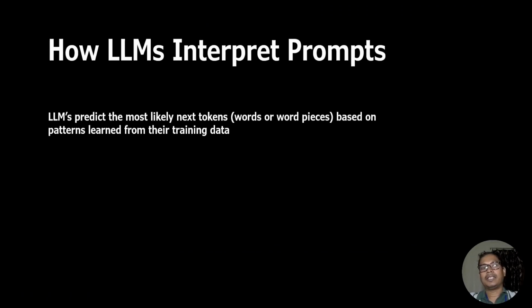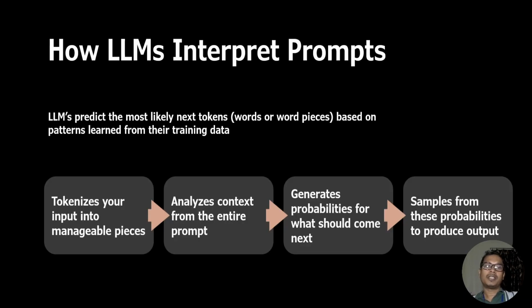So if you see behind these tools, there are models, there are LLM models. Now let me tell you how LLMs interpret these prompts. See, these LLM models are a kind of predictive models, right? So they generate next tokens. Token here means words. Whatever you write in your prompts, those consist of multiple tokens, right? So what they do, they tokenize your entire prompt or entire input into manageable pieces. So they split your prompt into multiple tokens or words.